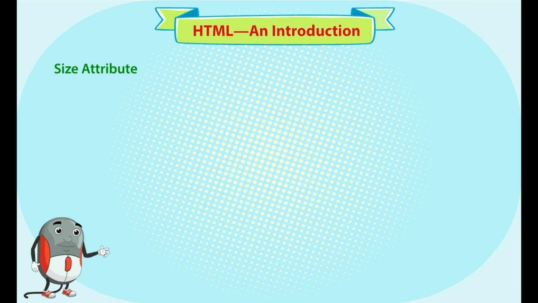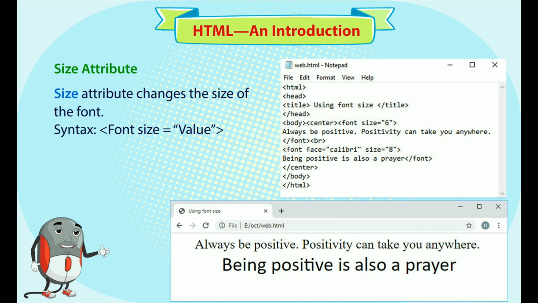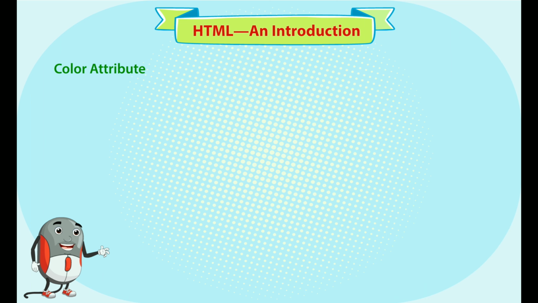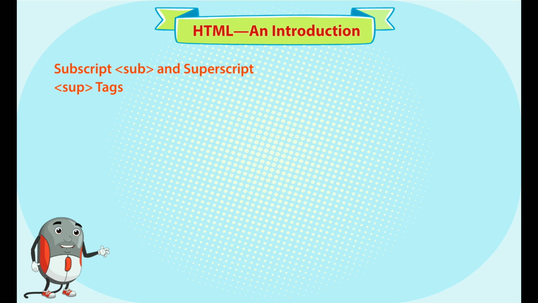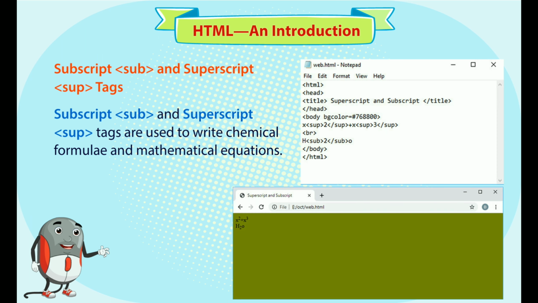Size attribute. Size attribute changes the size of the font. Color attribute. Color attribute changes the color of the text. The color can be set by specifying the name of the color or by giving its corresponding hexadecimal value. Let's understand the use of the color attribute. Subscript and superscript tags. Subscript and superscript tags are used to write chemical formulae and mathematical equations.